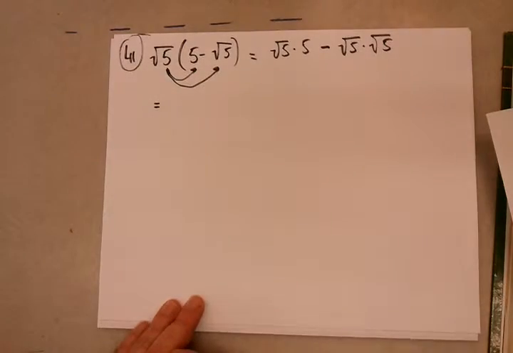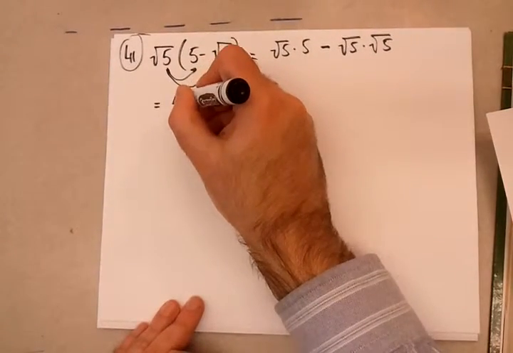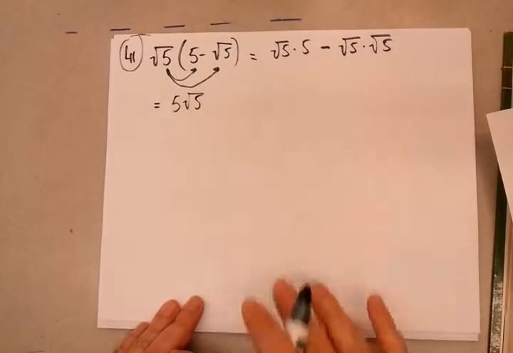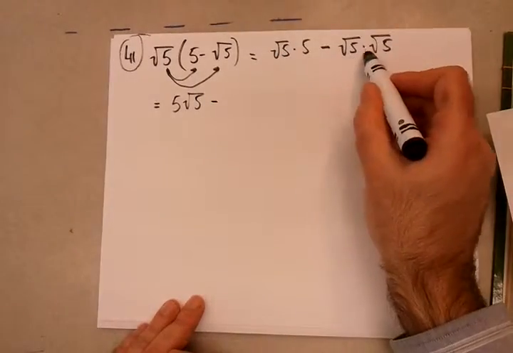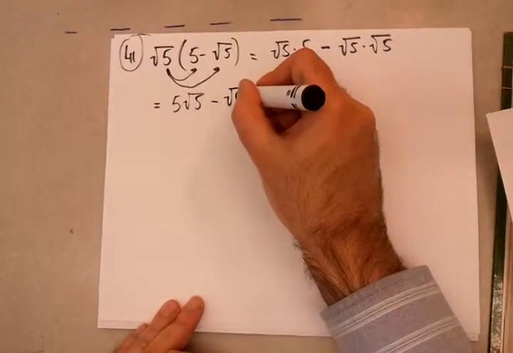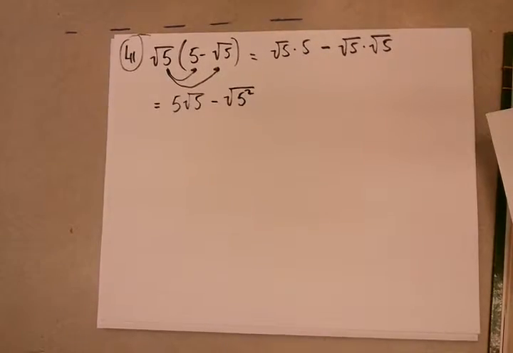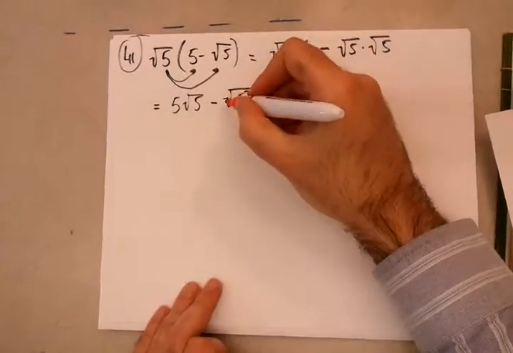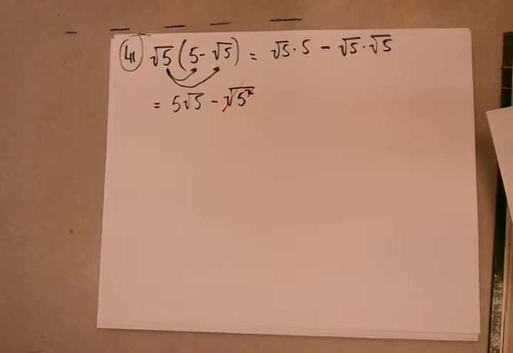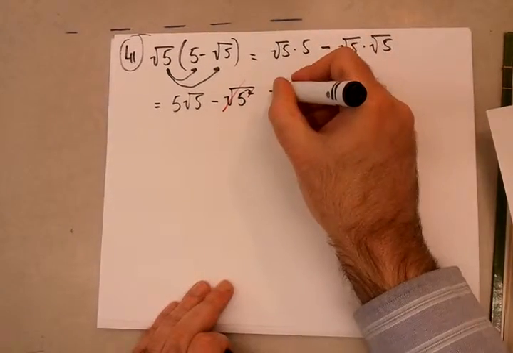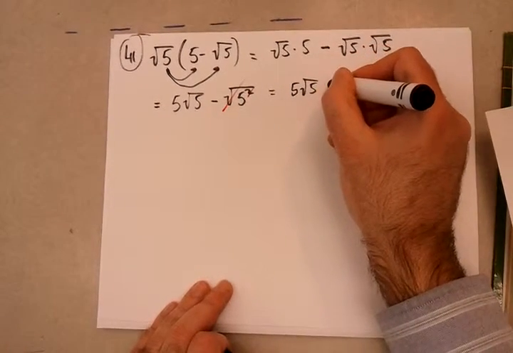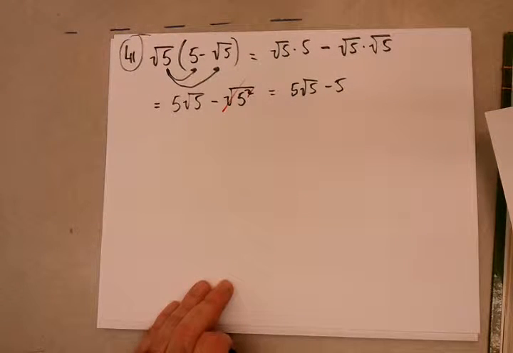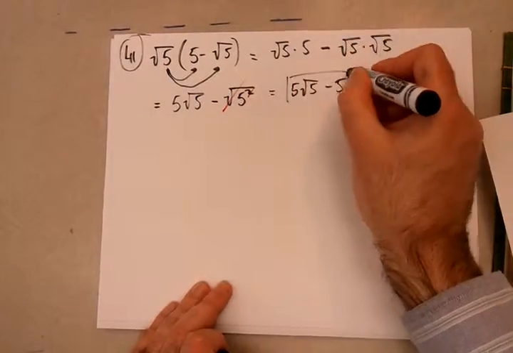On the left here, well, nothing we can do there. That's just 5 root 5. I rewrite it with the number outside of the root goes first and the root goes second. Minus, well, that's going to be 5 squared, 5 times 5. And we can cancel out its root, which gives us 5 root 5 minus 5. And there's nothing else we can do. That's it. That's the answer.